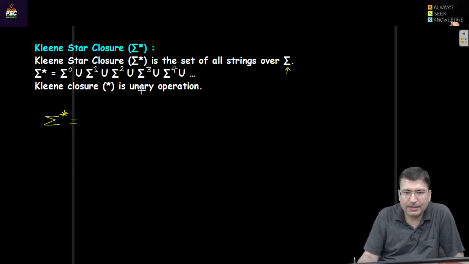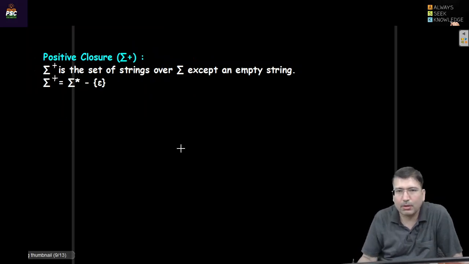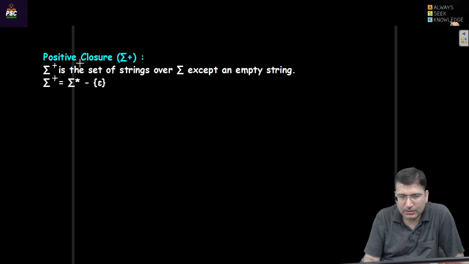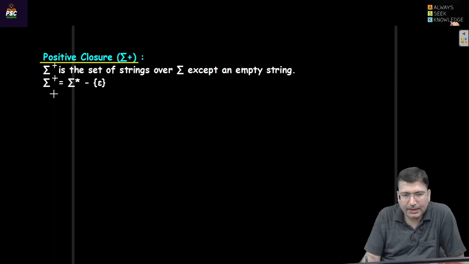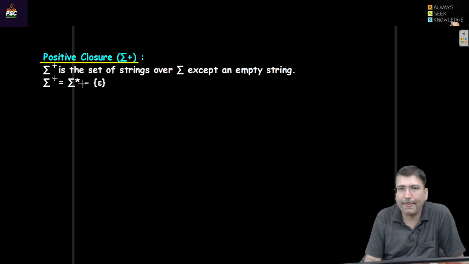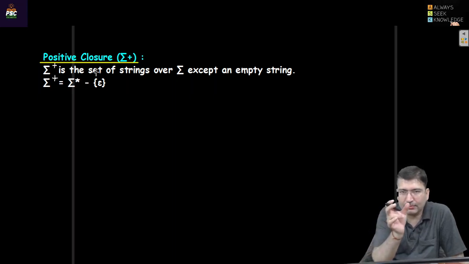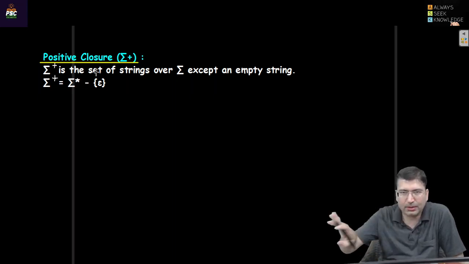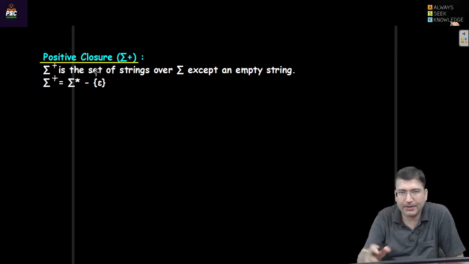Okay, it is a unary operator, right? Because it requires only one operand. Then the next closure is positive closure. Positive closure does not contain the empty string, whereas Kleene star closure contains the empty string. So we can write that positive closure is the Kleene closure minus the empty string. From the Kleene star closure, if we do not consider the empty string, it becomes the positive closure.